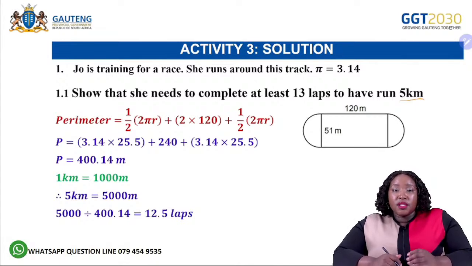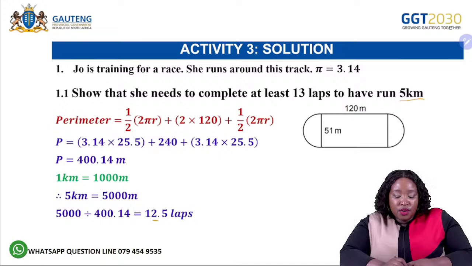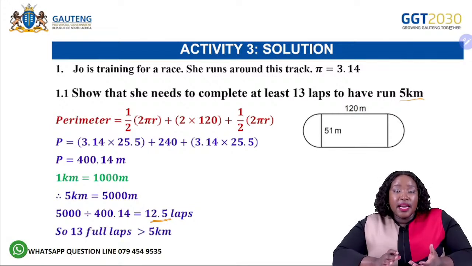Now the question says, show that she needs to complete at least 13 laps to have run 5 kilometers. Right. Now a full lap would mean that we would need to have 13 laps there, right? So definitely, if she runs 13 laps, she will have run more than 5 kilometers, right? So at least 13 full laps would give you 5 kilometers. Actually, you'd have run more than 5 kilometers because 12 and a half laps would be 5 kilometers.